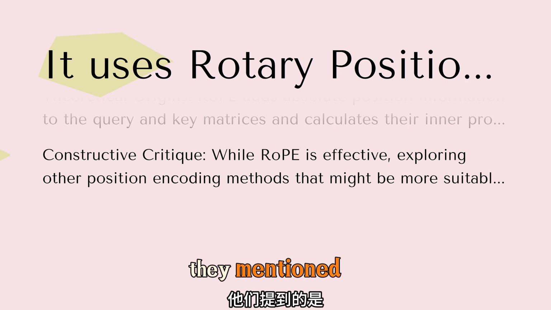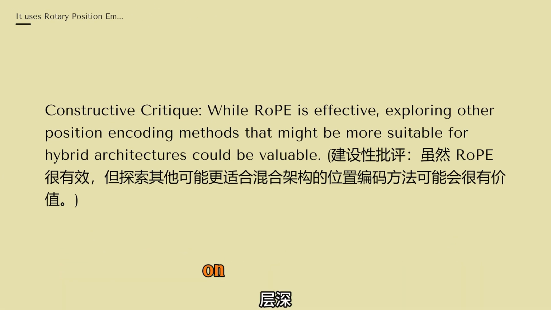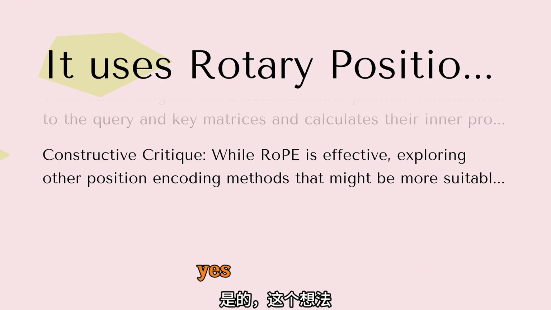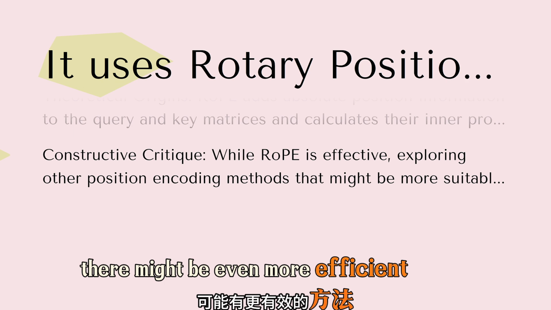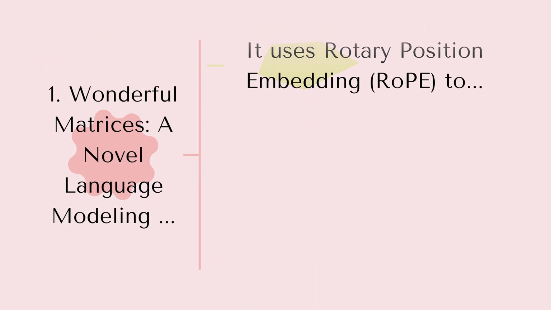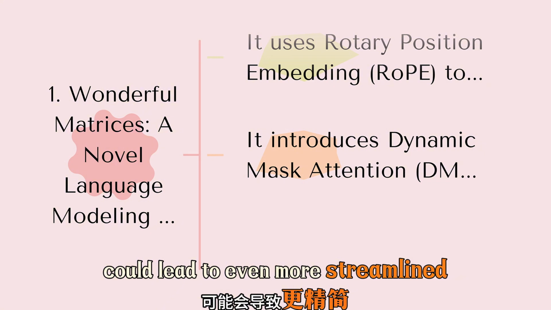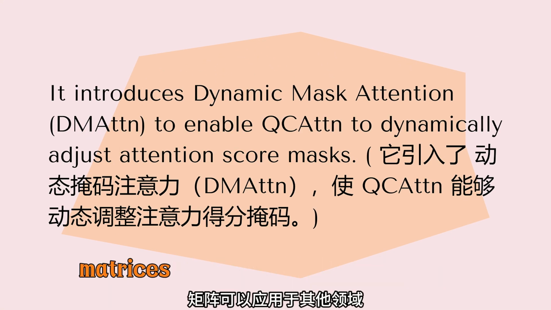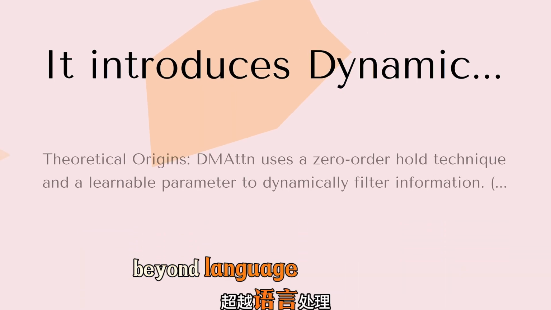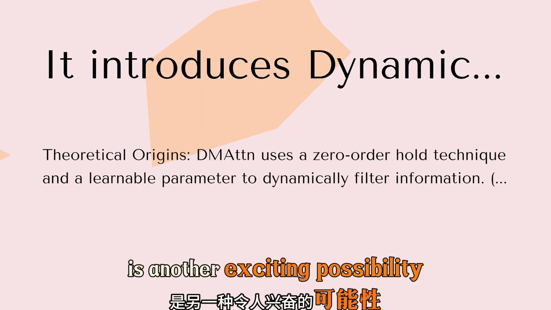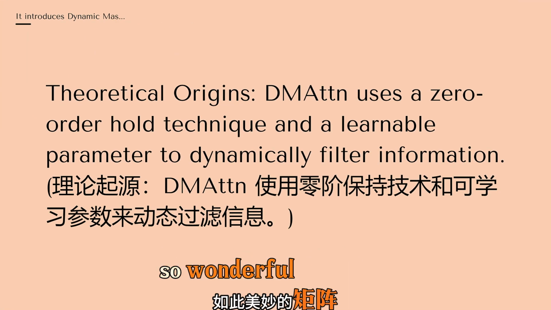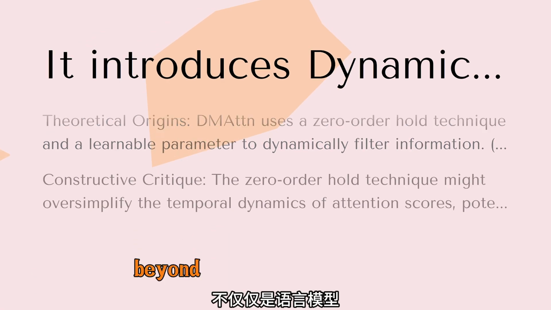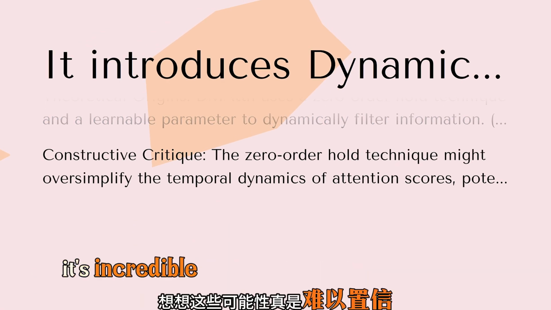One area they mentioned is investigating the impact of attention scores on layer depth. Remember that potential redundancy they observed in the attention layer? Yes, the idea that there might be even more efficient ways to design these models. Exactly. Further research in this area could lead to even more streamlined and efficient architectures. Additionally, exploring how wonderful matrices can be applied to other domains beyond language processing is another exciting possibility. That's fascinating. So wonderful matrices could potentially have a broader impact beyond just language models. It could. It's incredible to think about the possibilities.